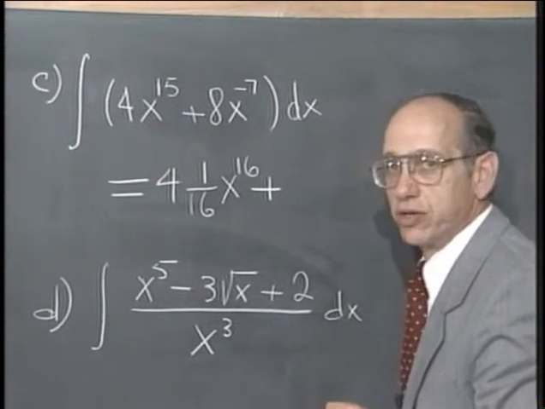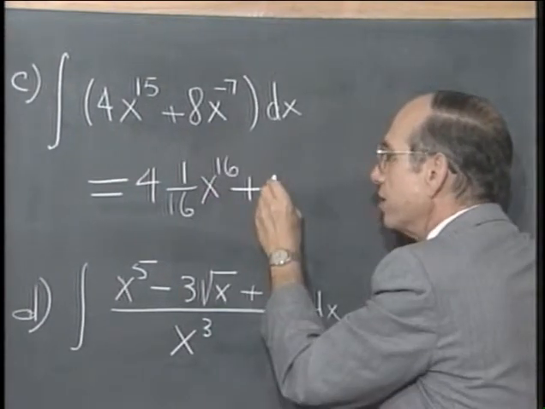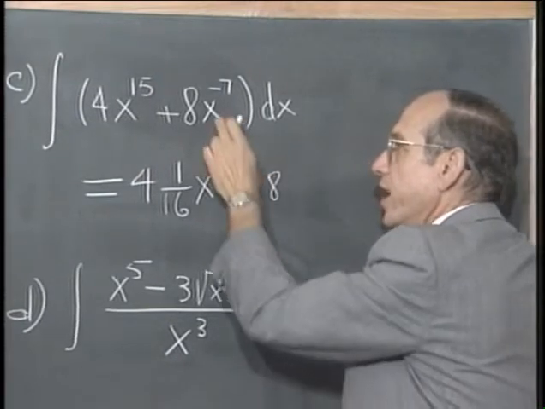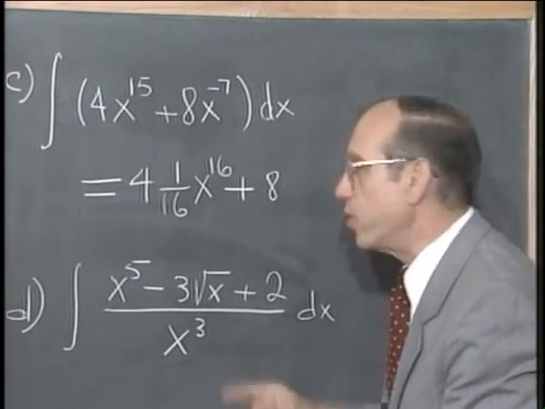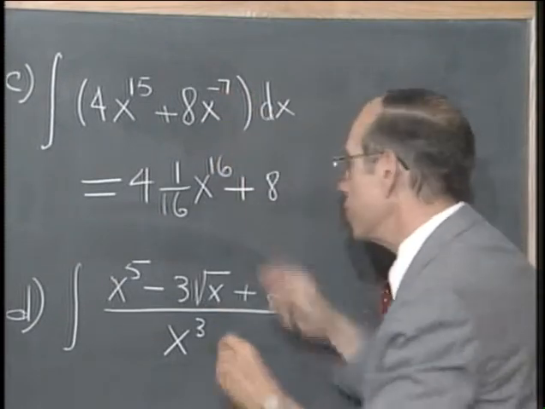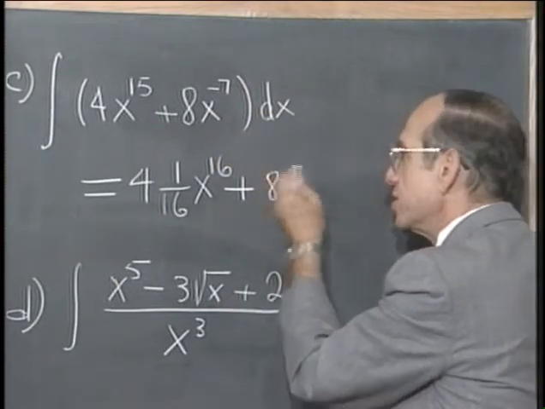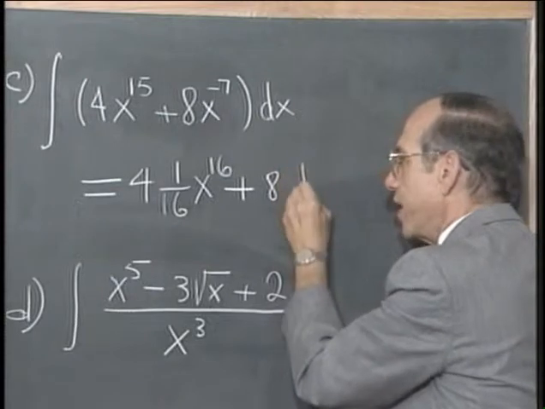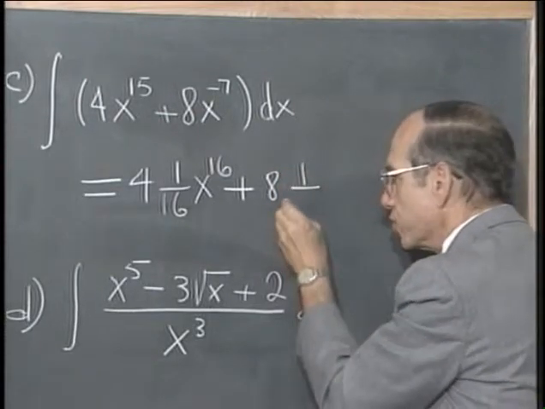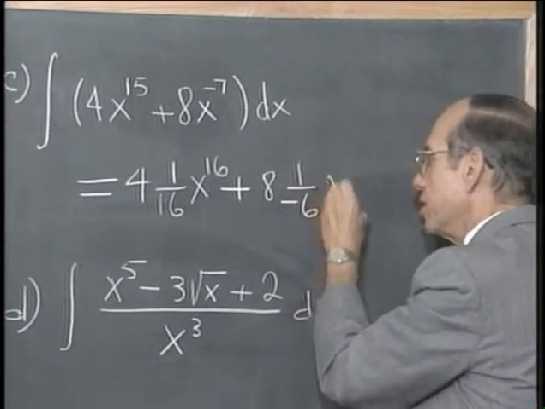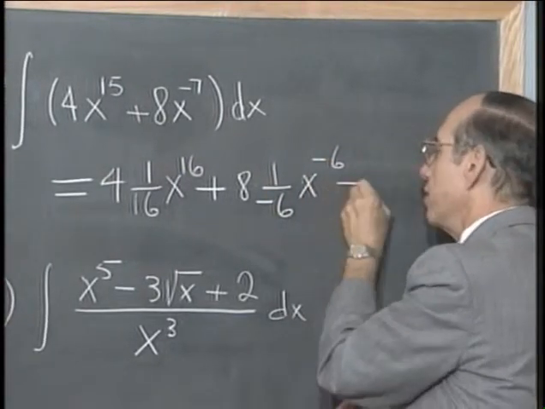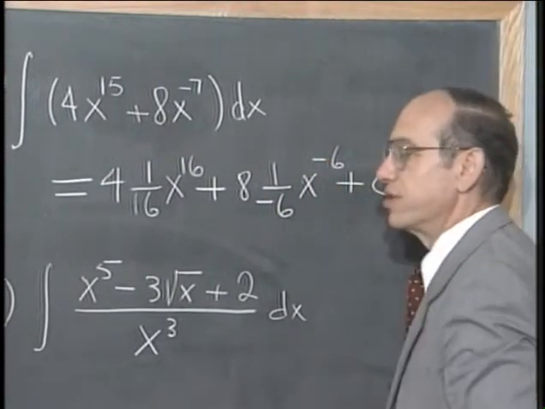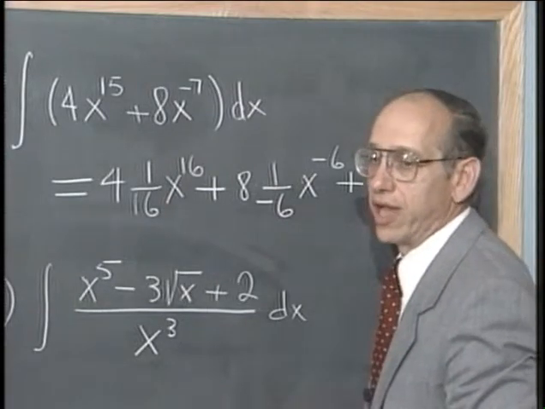The next term, we have 8 times the antiderivative of x to the minus 7th. Now remember, we have to raise the power by 1. x to the minus 7 plus 1 is x to the minus 6. And remember, we have to put that fraction out in front. So it's 1 over minus 6 times x to the minus 6. And we add that famous arbitrary constant at the end.